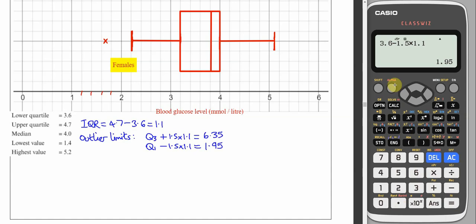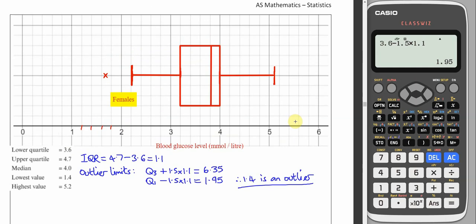Let's look at the upper limit, 6.35. The highest value is 5.2, so that's not an outlier. But if we look at the lowest value of 1.4, that is lower than our lower limit. So 1.4 is the outlier. And we're told there was only one outlier. So that's that.